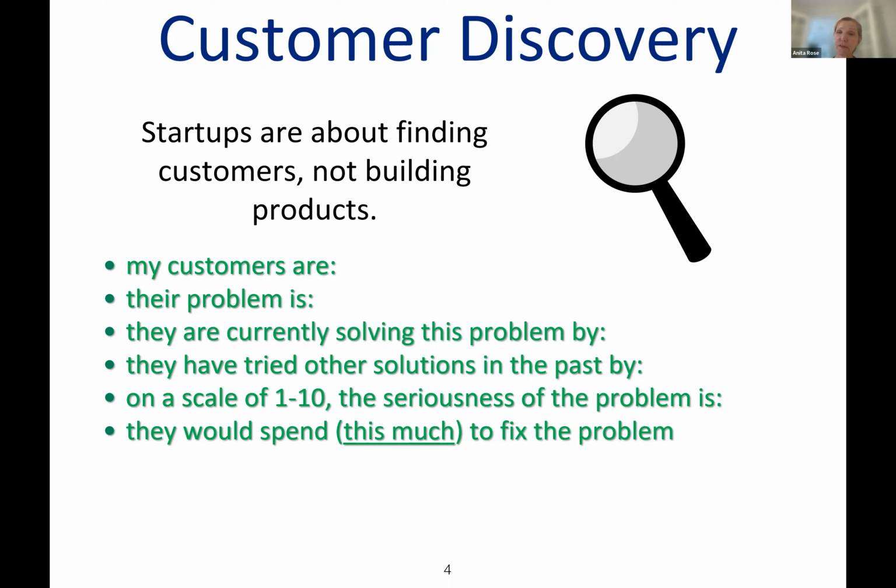So here, we're also going to ask them, on a scale from 1 to 10, how serious is the problem? Certainly, if it's only a 1, it may be difficult to sell them on a specific solution to a problem that might be better than what they're already experiencing. But if they have a high seriousness level for the problem, oftentimes they'd be very interested in finding a solution.